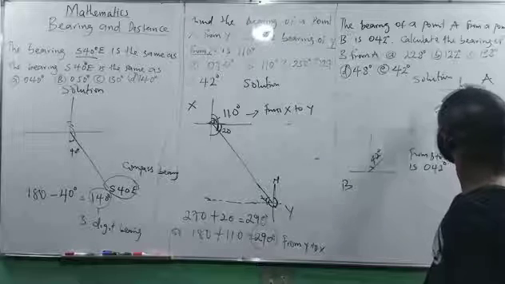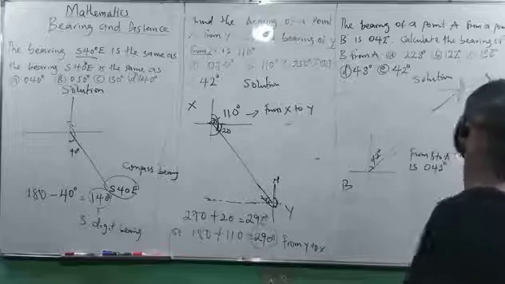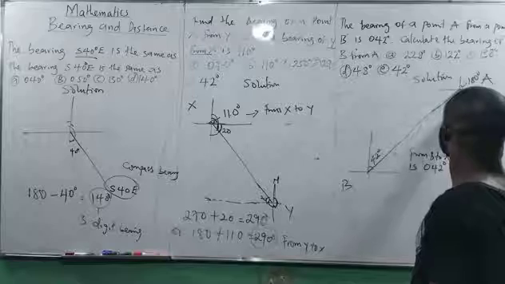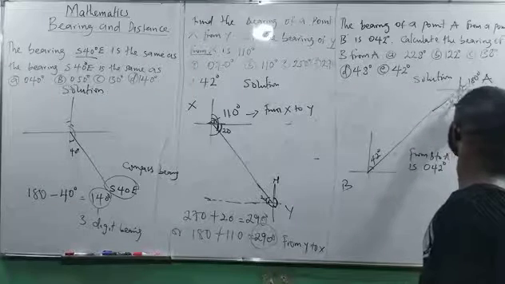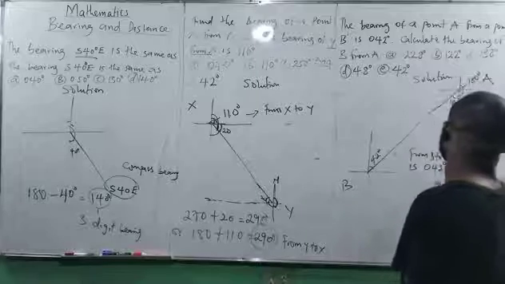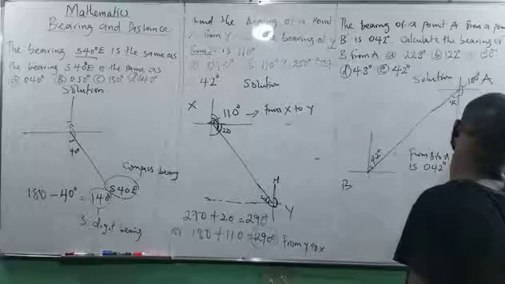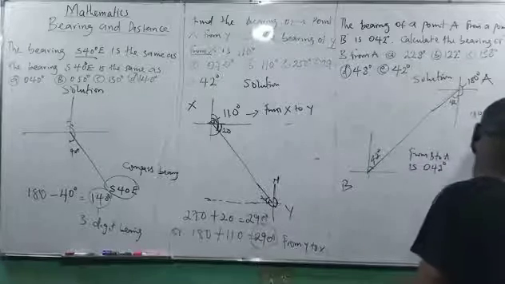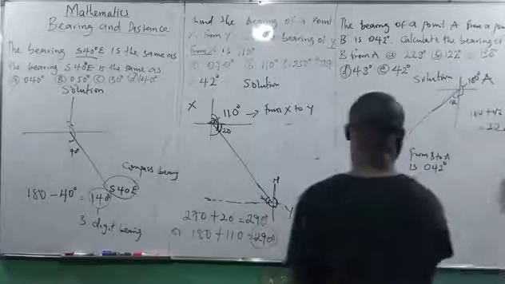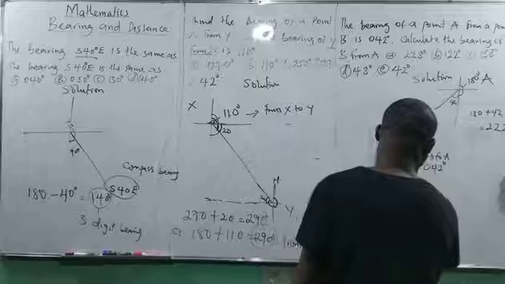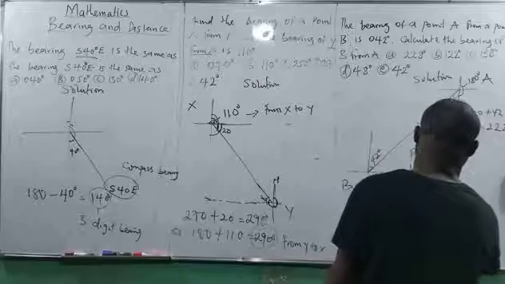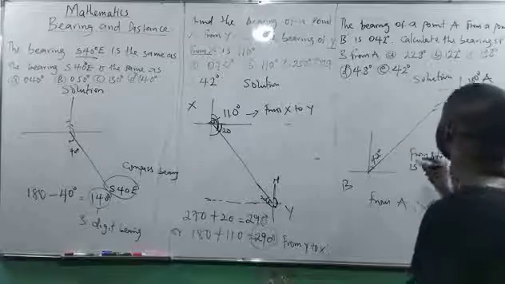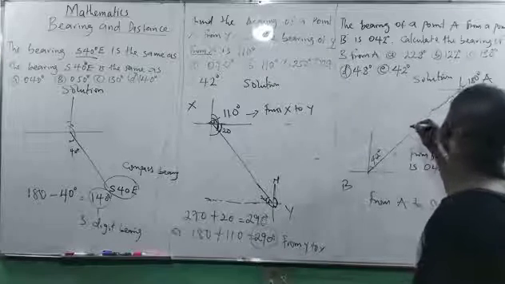Now, let's talk about this. From here to here is 180 degree. Now, don't forget the Z angle. Here will be 42. Now it means 180 plus 42, which is 180 plus 42, it will be equals to 222 degree. It means from A to B, from A to B is 222 degree.